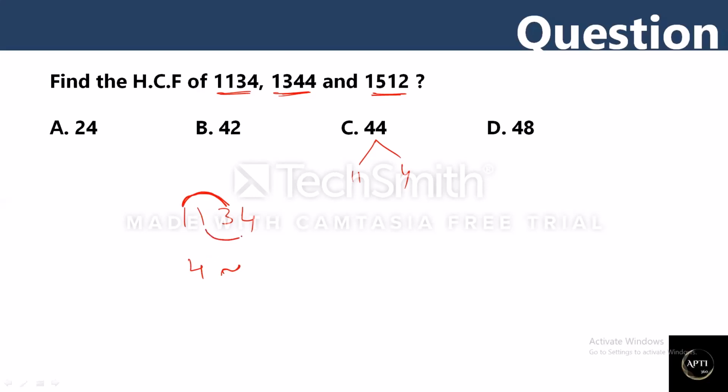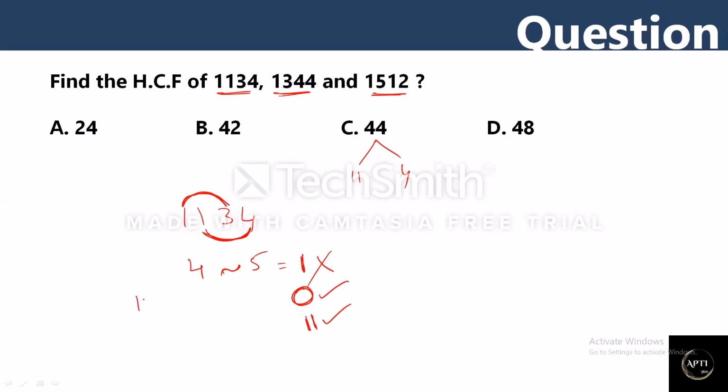Here 1 plus the remaining alternate numbers. What is 1 plus 4? 5. What is the difference of 4 and 5? 1. When we are getting 1, that is not divisible by 11. We can say it is divisible by 11 when the resultant is 0 or a multiple of 11. When the resultant is 0 or a multiple of 11, then our answer will be correct.